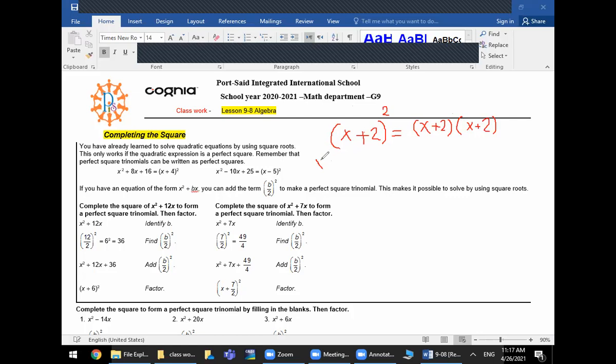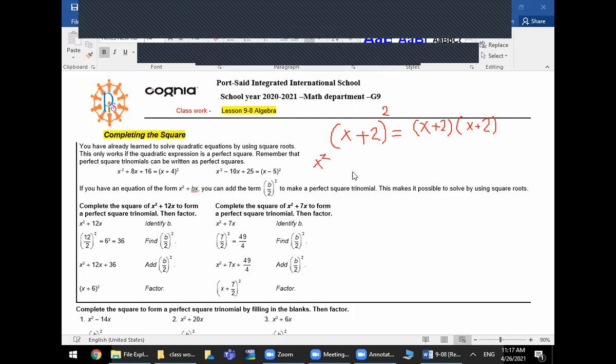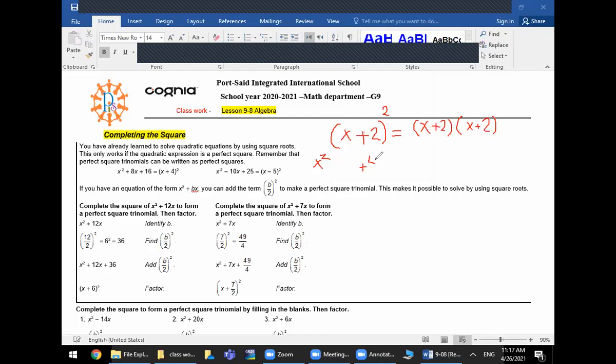x to the power of 2. And then the last number by itself, which is 2 times 2, it will be equal to 4. And then we will find the middle term by multiplying 1 times 2 times 2, so it will be 4x. Right? So we have 4x.